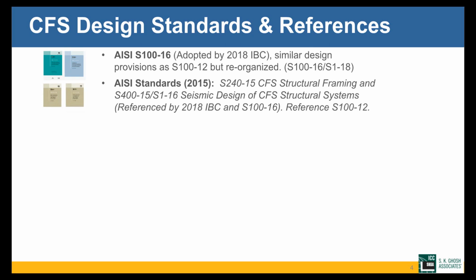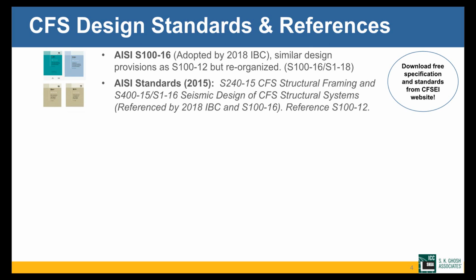And then the AISI standards, S215, the 2015 version, the AISI standards, S240-15. For structural framing, S400 with a supplement for seismic design of cold form steel structural systems. And this is referenced by the 2018 IBC and S116. Now the interesting thing here is that the S400 and S240, they actually reference S112, the previous version of the specification. Now one can use the 2016 version with S240 and S400, but the chapter references will be different. So just be cautious when you do that.